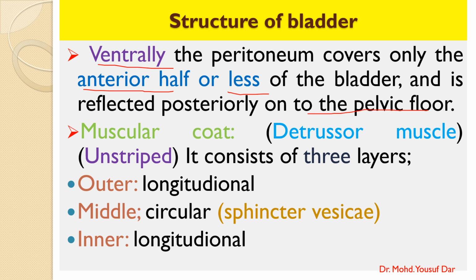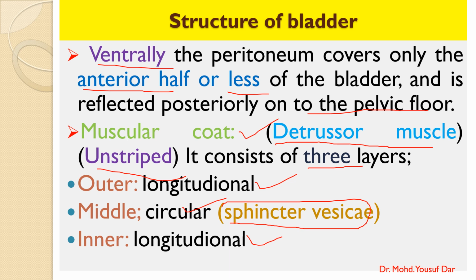Then comes the next layer, the muscular layer. The muscular coat of the urinary bladder is called the detrusor muscle. It is unstriped, smooth muscle, and it generally consists of 3 layers: the outer longitudinal, the middle circular, and the inner again longitudinal. The middle circular layer forms a sphincter that is known as the sphincter vesicae.